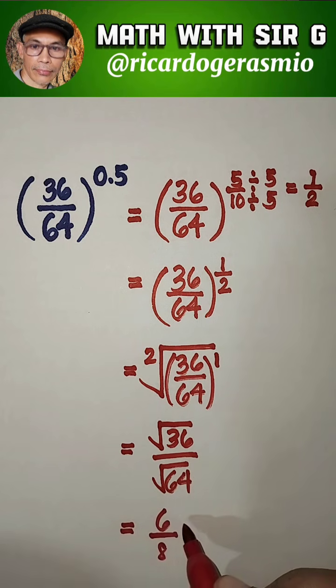But we need to simplify this because this is a higher term. So we need to divide it by the GCF of the two numbers. So the GCF of 6 and 8 is 2. Okay, guys.